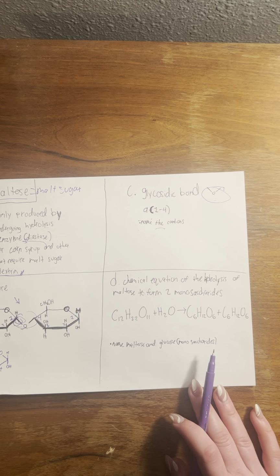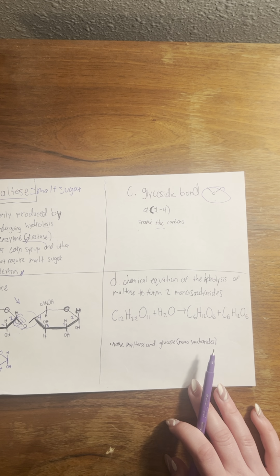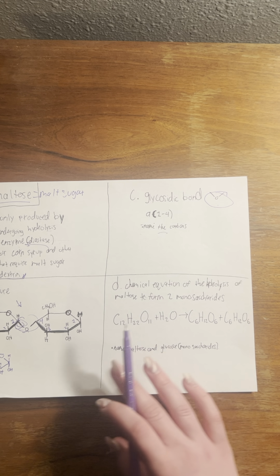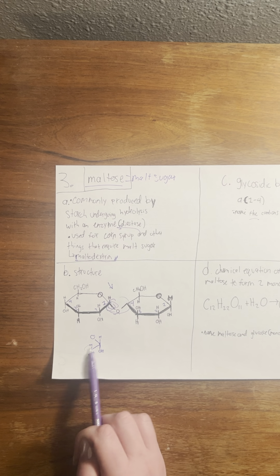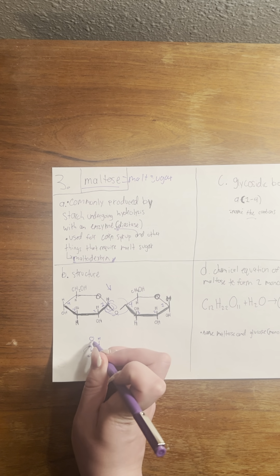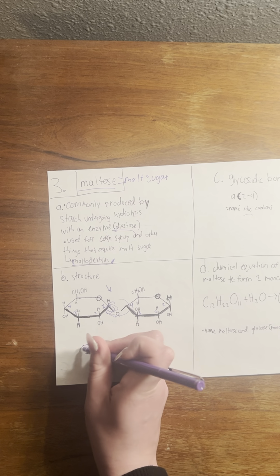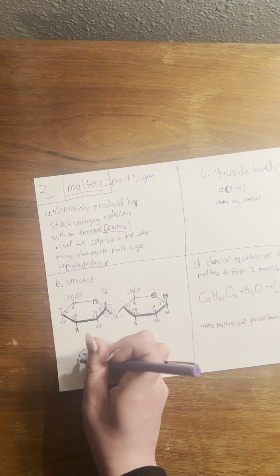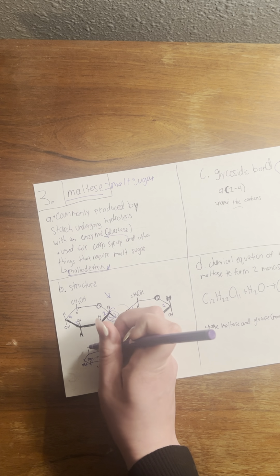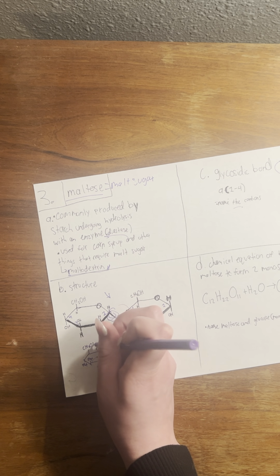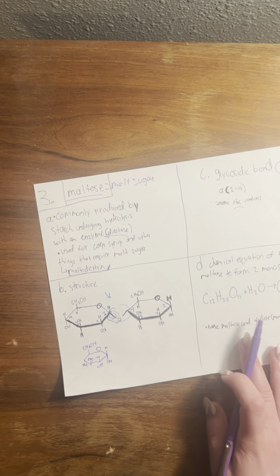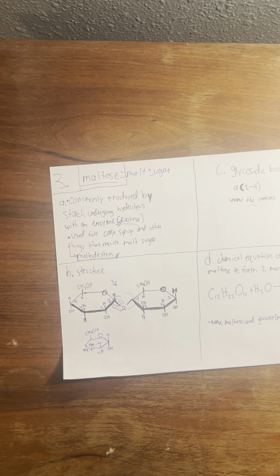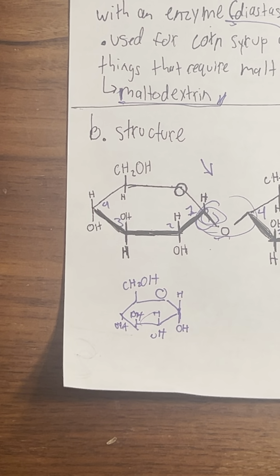And then D says, draw a chemical equation for the hydrolysis of maltose to form 2 monosaccharides, showing structures of all the reactants and the products. So I drew what it would look like on this side over here. Let me finish it. I'm not going to draw the rest of the hydrogens. Sorry, I think those are implied. So this is what 1 looks like by itself. Zoom in. That's what it looks like.